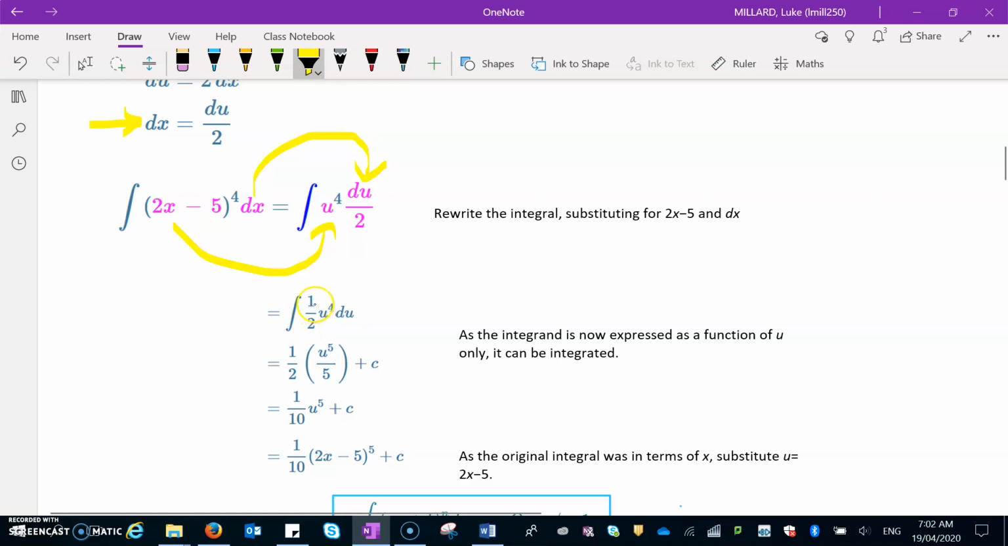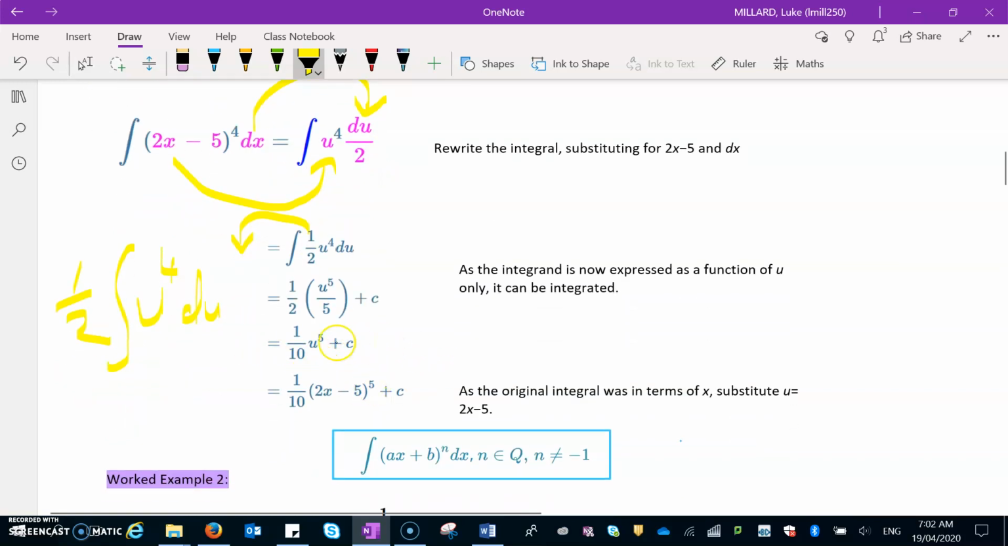Remembering, if you wanted to, you could put that coefficient out the front, so it would be 1 over 2 times the integral of u to the index 4, again in terms of du. If you wanted to do that and then bring your coefficient back in, that is fine. It's really up to you. You still will come back to the same answer here, which is 1 over 10 u to the power of 5 plus c.